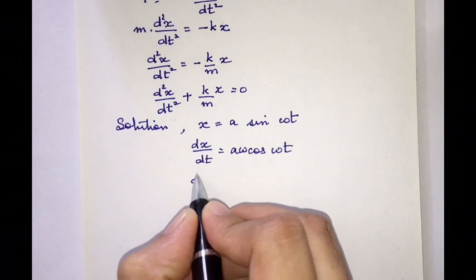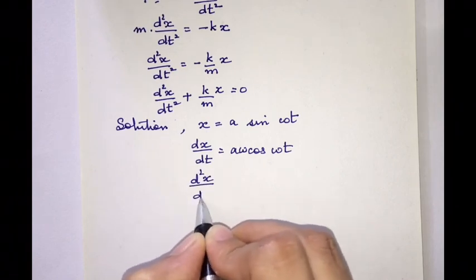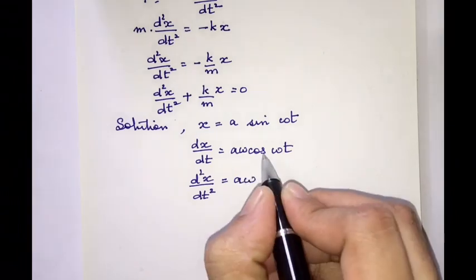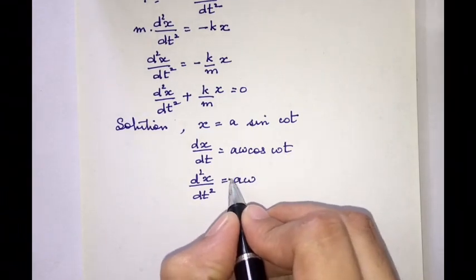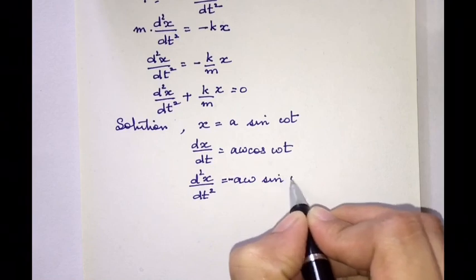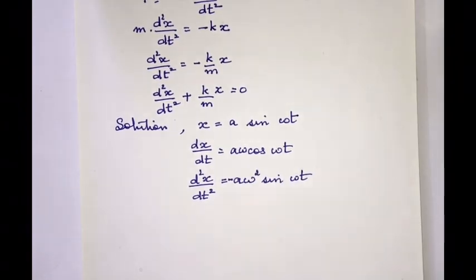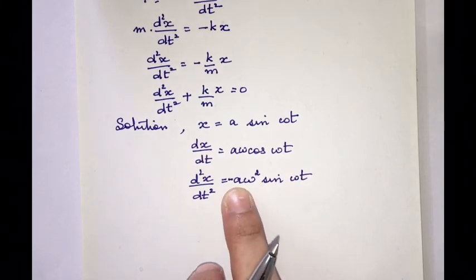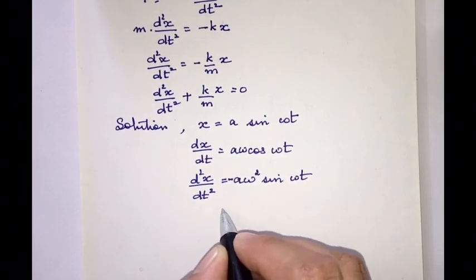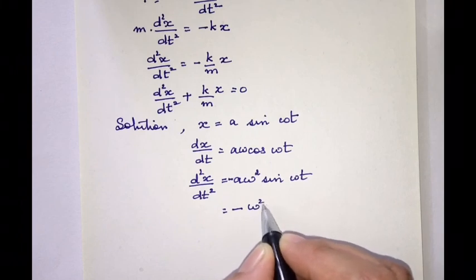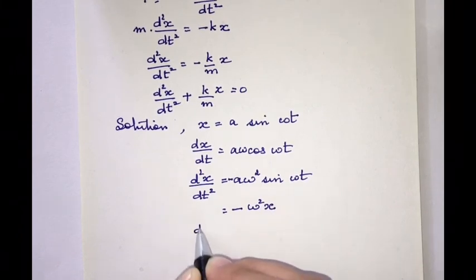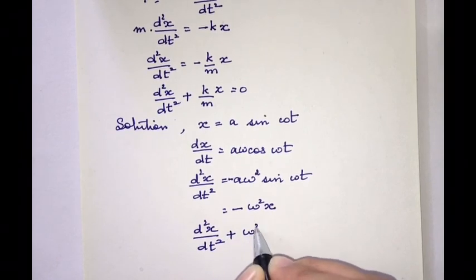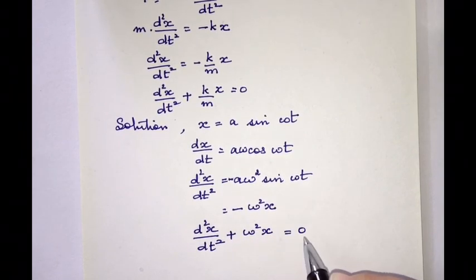If I differentiate this equation again, d square x by dt square will be equal to a omega, a constant, times the differentiation of cos omega t, which is minus sin omega t into omega. So, this becomes omega square. Now, we know a sin omega t is nothing but x. So, it will be minus omega square into x, or I can write d square x by dt square plus omega square x is equal to 0.